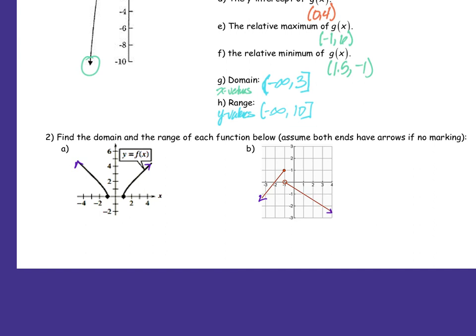Pretty good. You guys are doing pretty good. At least the 2 people who have actually put in an answer for domain. Now you have to do range for that one.